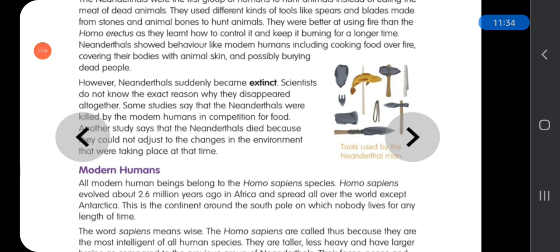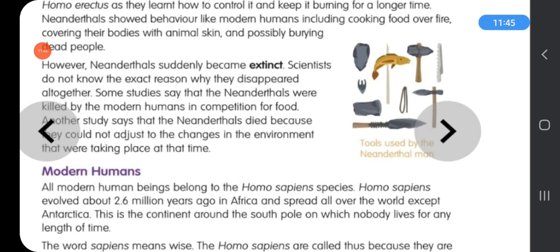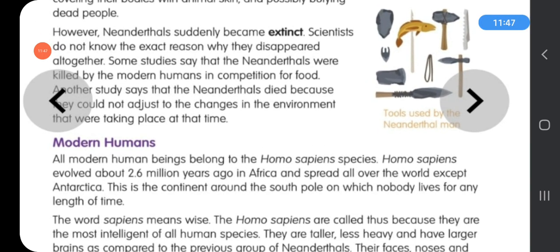Neanderthals showed behavior like modern humans, including cooking food over fire, covering their bodies with animal skin and possibly burying dead people. However, Neanderthals suddenly became extinct. Scientists do not know the exact reason why they disappeared altogether.